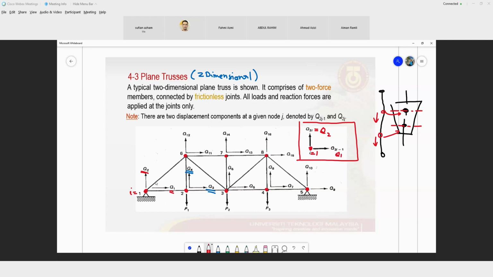Alright. If for example I am at node number 7, so that means my I here is 7.